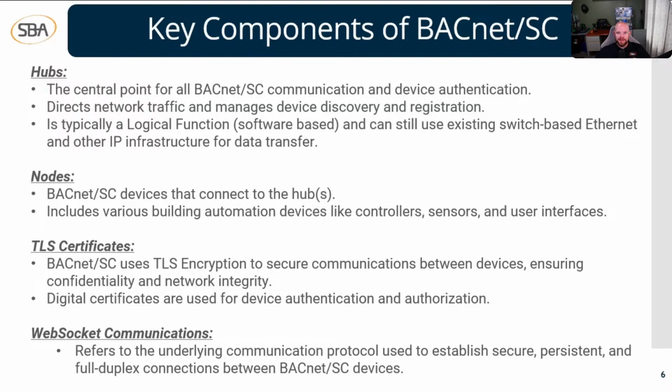All right, so now let's talk about the key components of BACnet Secure Connect. We were talking about hubs in the last section, so now we're going to dive into telling you exactly what they are and what they do. Hubs in a BACnet Secure Connect system are the central point for all BACnet SC communication and device authentication. Okay, it directs network traffic and manages device discovery and registration. And this is typically a logical function, so it's all software based. But it can still use existing switch-based Ethernet and other IP infrastructure for data transfer.